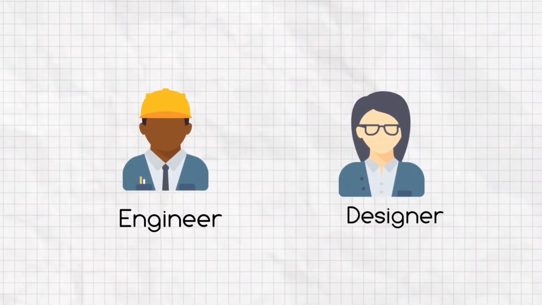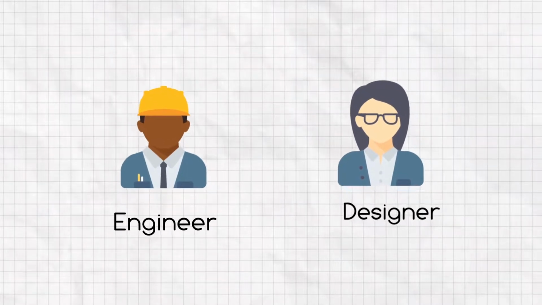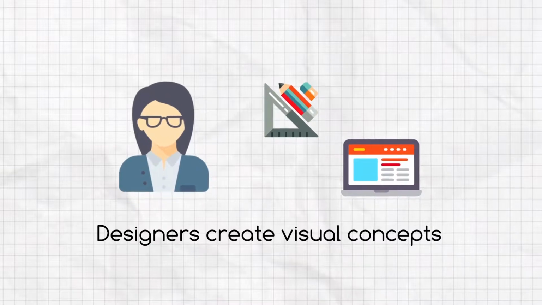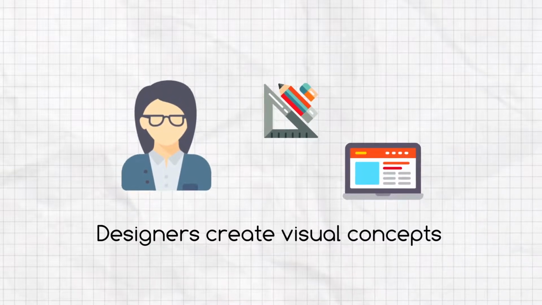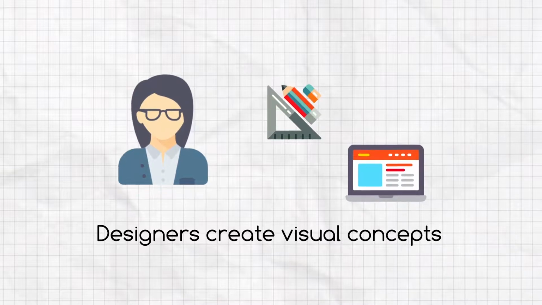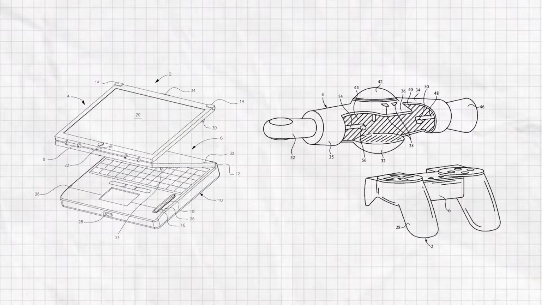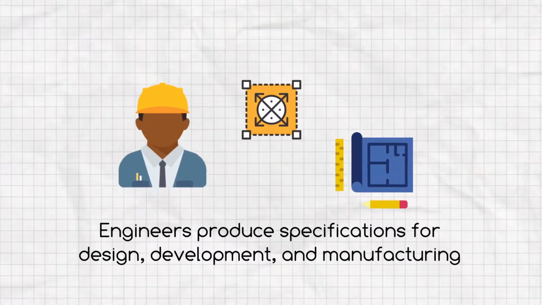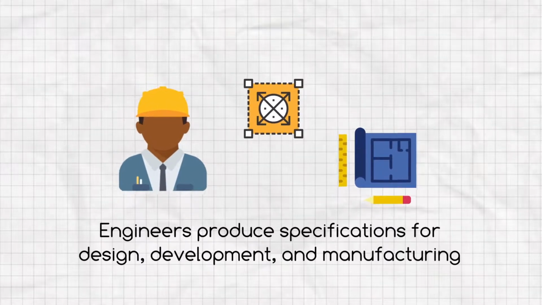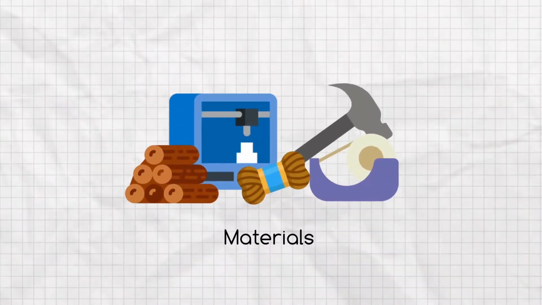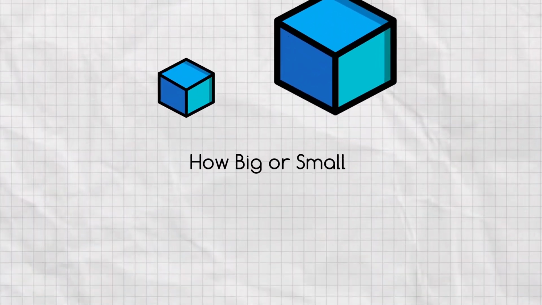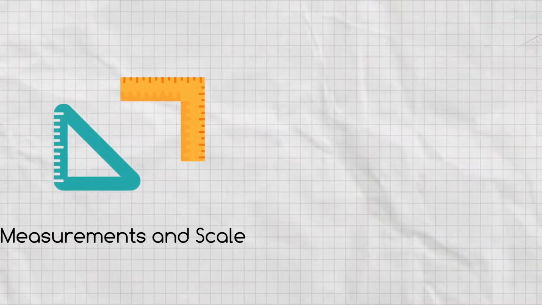In case you're not sure what kind of work engineers and designers do, let me explain. Designers create visual concepts by hand or using computer software to communicate ideas that inspire and inform the viewer. For an inventor, it would be a drawing that lets people know how the prototype will look when it's built. Engineers produce specifications for the design, development, and manufacturing of something. They think about what materials or objects they will use to build the prototype, how big or small it will be, and the measurements or scale of the prototype.